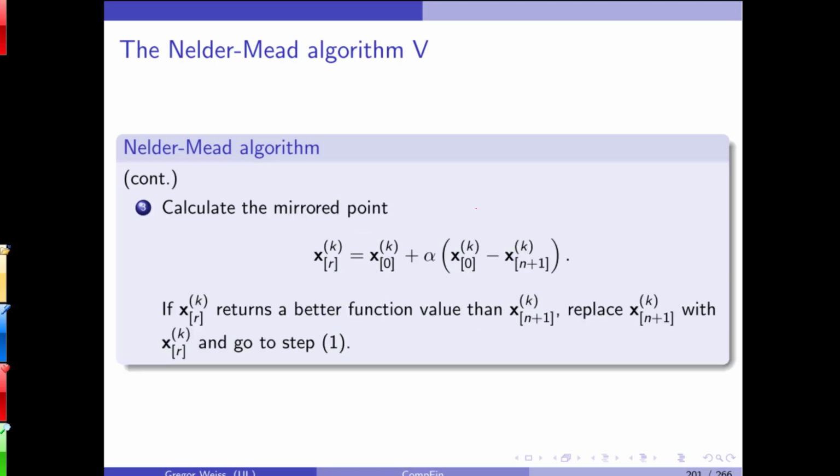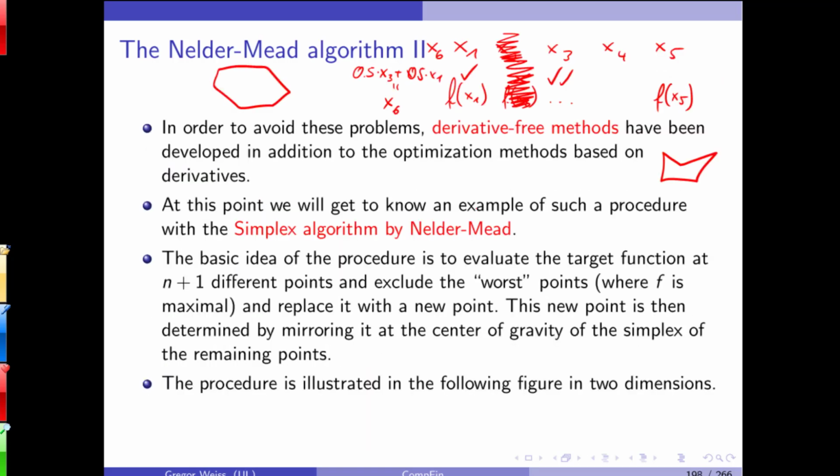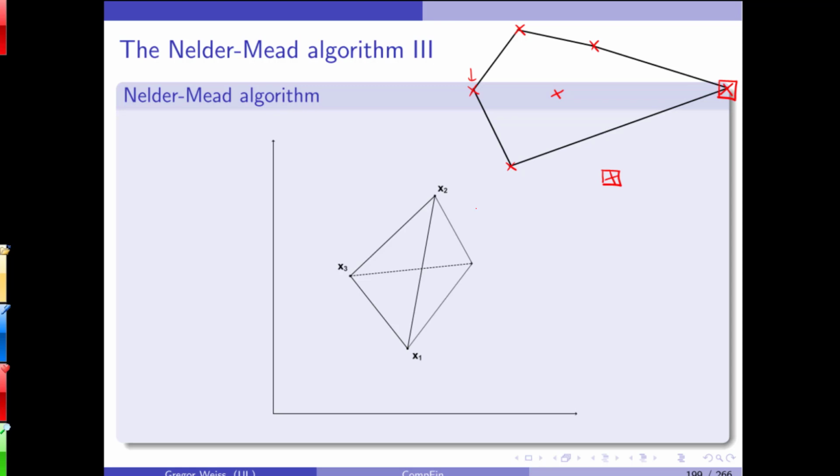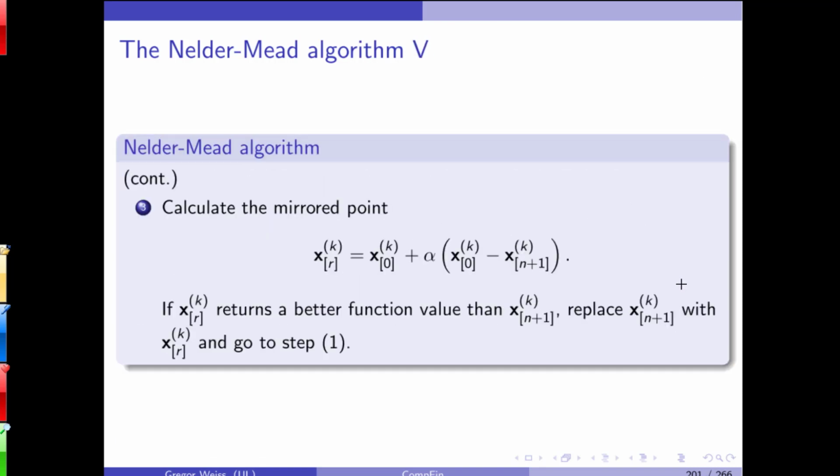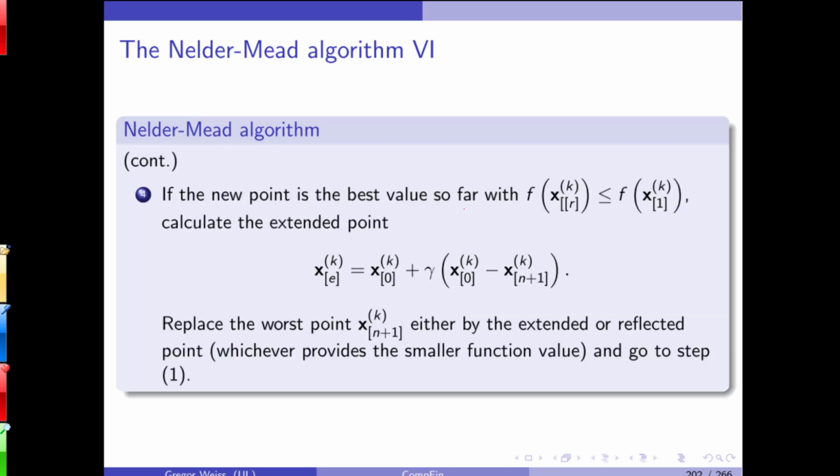Why? What I left out here is, obviously, if this new point is so good that it's already the best point so far, well, why stop there? You can go even one step further. So if you see, okay, this is the new point here, but this suddenly is now the best solution we have in the whole set of solutions, then let's go into this direction even more. And this is why we do not have one simple step here, but if the new point is the best value so far, calculate the extended point.